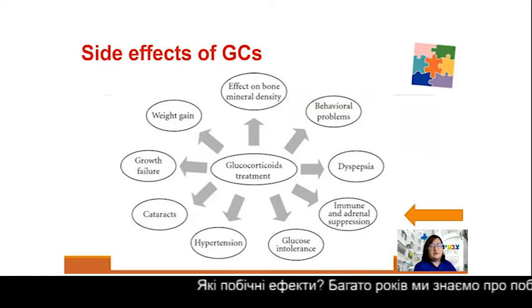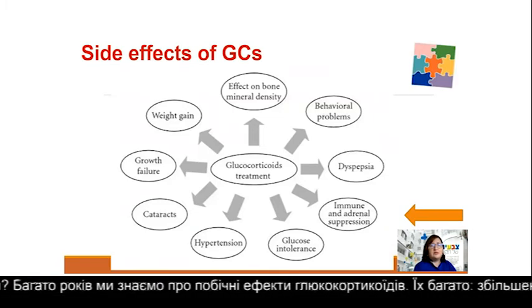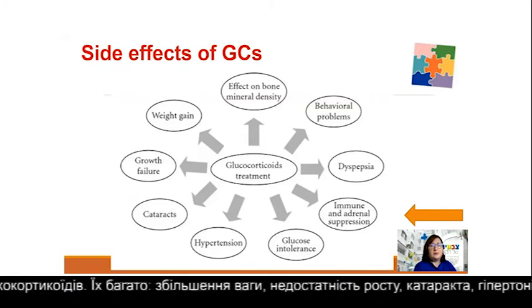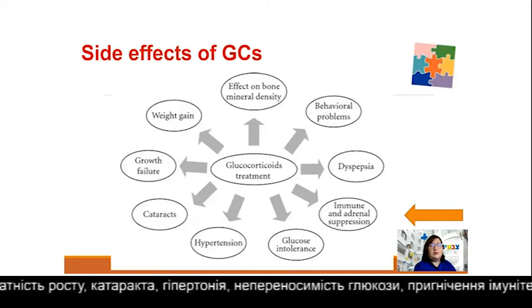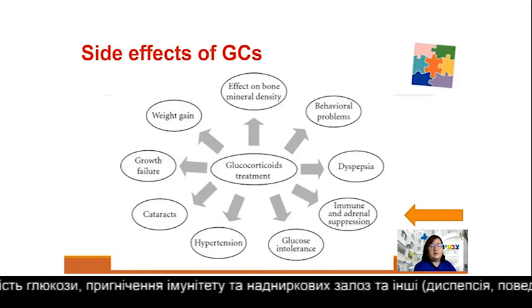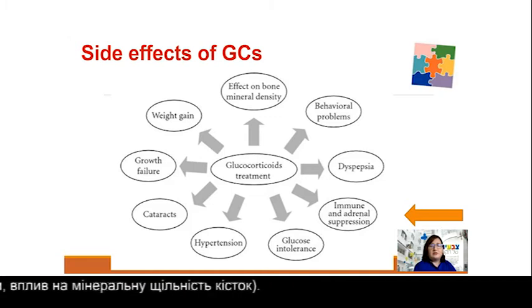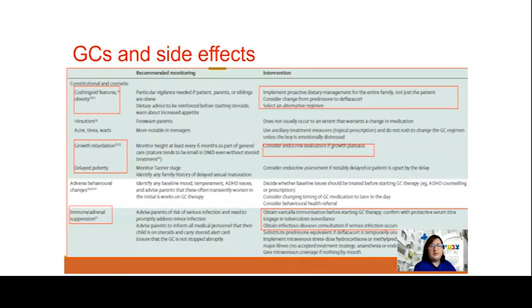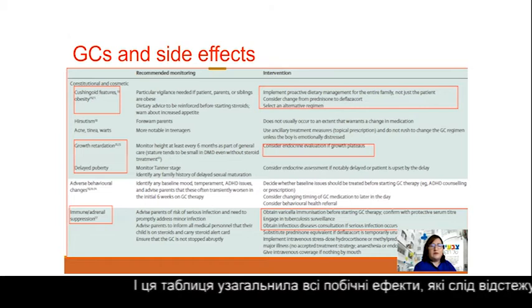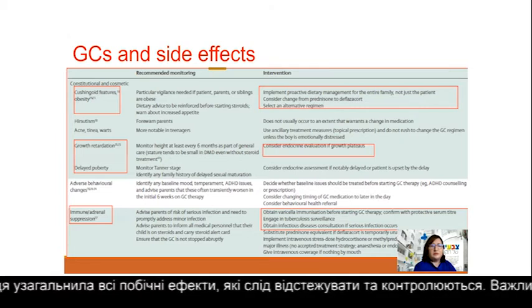What are the side effects? For many years we have known about the side effects of glucocorticoids. There are many: weight gain, growth failure, cataracts, hypertension, glucose intolerance, immune and adrenal suppression, and others. And this table from the guidelines summarizes all of the side effects, follow-up, and monitoring.